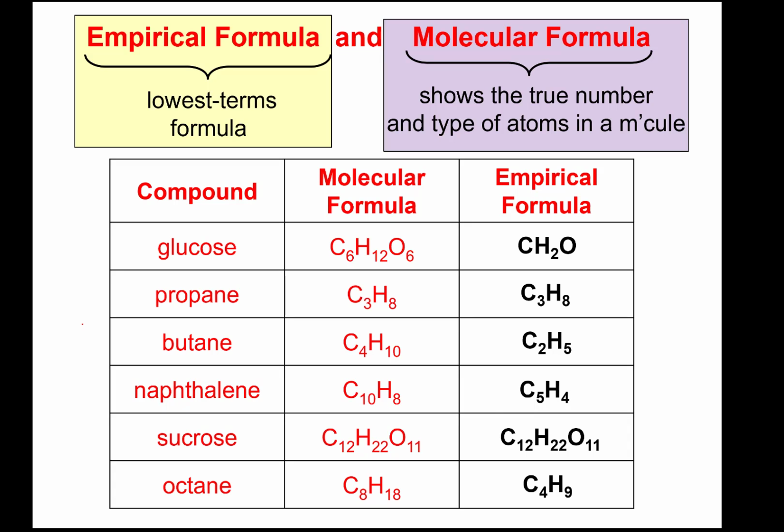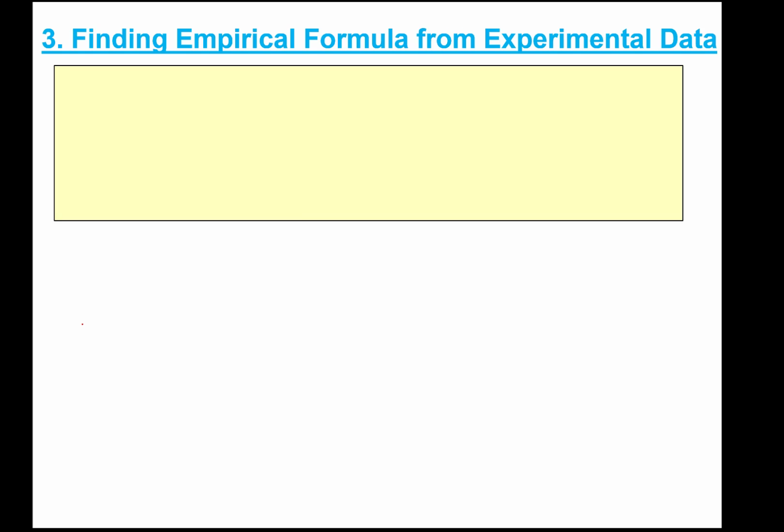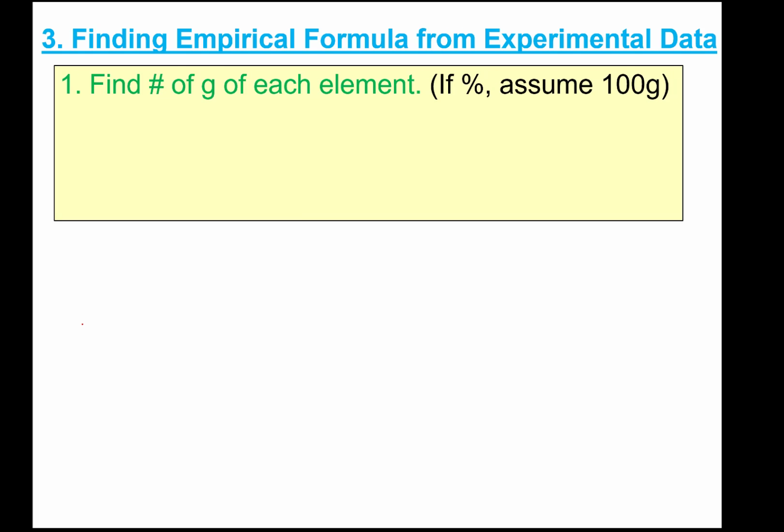So now we know the molecular formula is the true formula with the true number and types of atoms in a molecule. The empirical formula is the lowest terms formula. Let's figure out how to get them when they're not so easy like this table. So for finding the empirical formula, there's 4 steps. First step is finding the number of grams of each element. If you are given percentages, you can assume that you have a total of 100 grams, so that helps you figure out how many grams you have of each element.